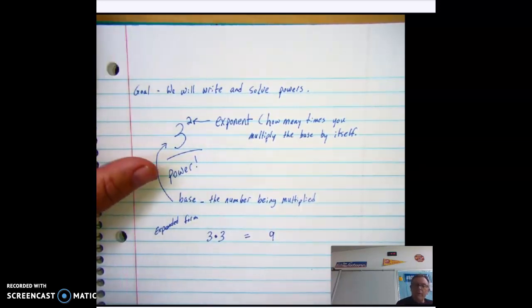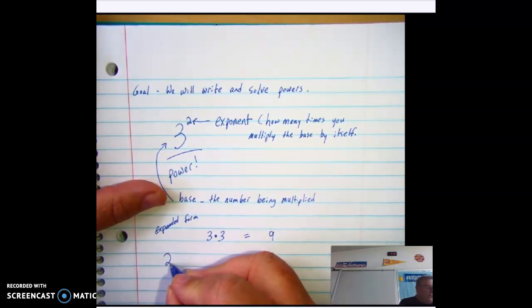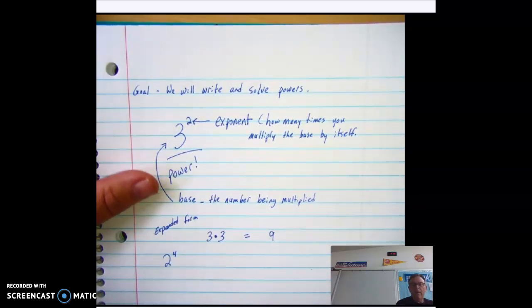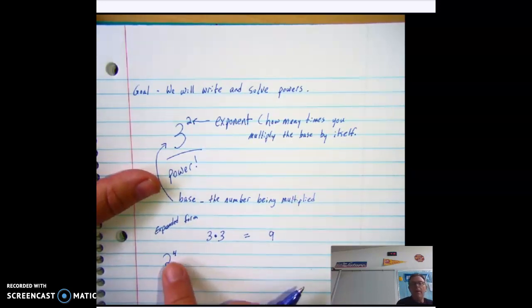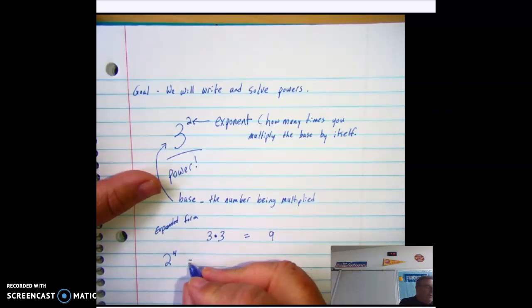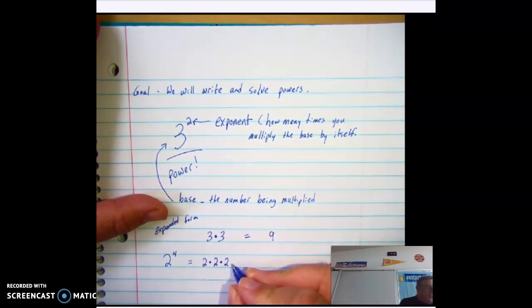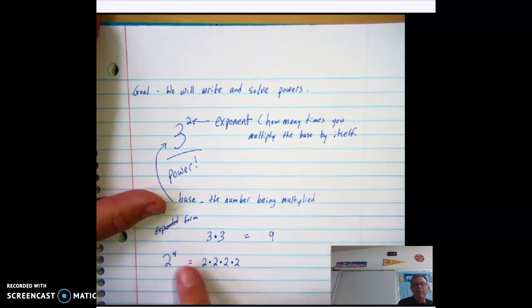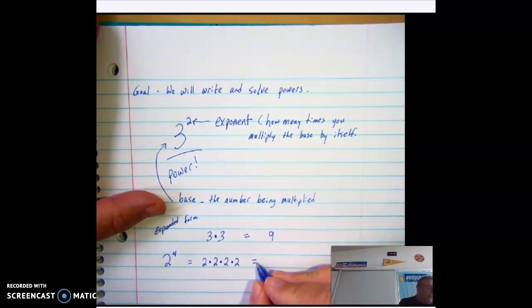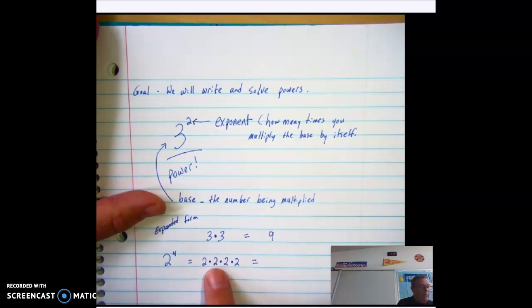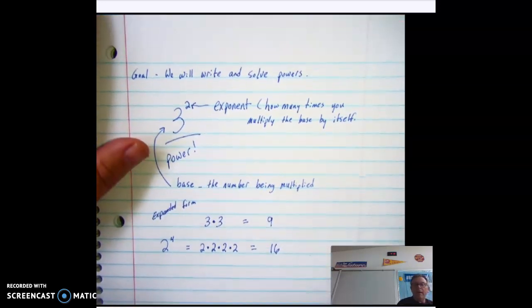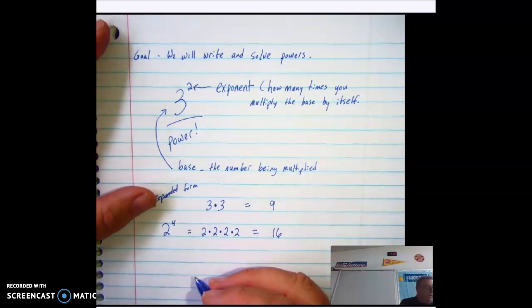Okay, so let's do a little practice. Let's say that I have 2 to the 4th. If I want to write it out in expanded form, my base is 2, my exponent is 4. So that means that it's the same thing as 2 multiplied by 2 multiplied by 2 multiplied by 2. So the base is 2, and I'm doing it by itself 4 times. If I want to evaluate it and solve it, 2 times 2 is 4. 4 times 2 is 8. 8 times 2, 16.